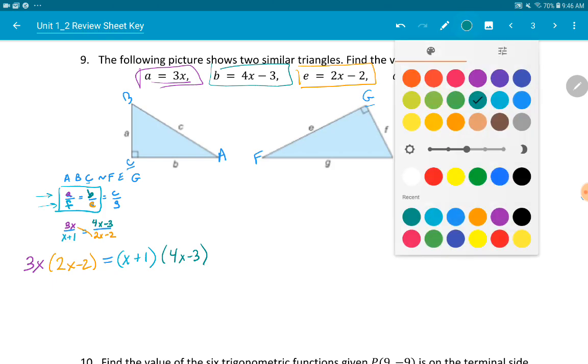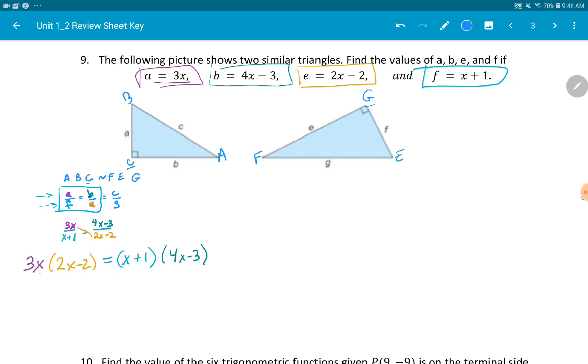When I multiply these together, I need to use the distributive property. So 3x goes to both the 2x and the negative 2. So I have 6x squared minus 6x on the left. On the right, I have to FOIL. So I have to do the distributive property with two binomials. I do first, outside, inside, and last. So everything in the first parenthesis gets multiplied by everybody in the second parenthesis. So the first is 4x times x, which gives me 4x squared.